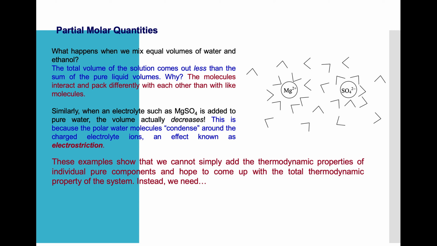Similarly, when an electrolyte such as magnesium sulfate is added to pure water, the volume actually decreases. This is because the polar water molecules condense around the charged electrolyte ions, an effect known as electrorestriction.